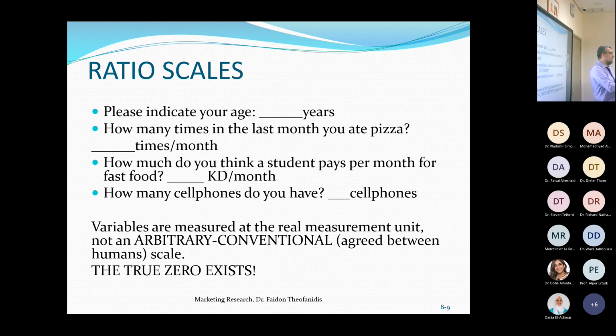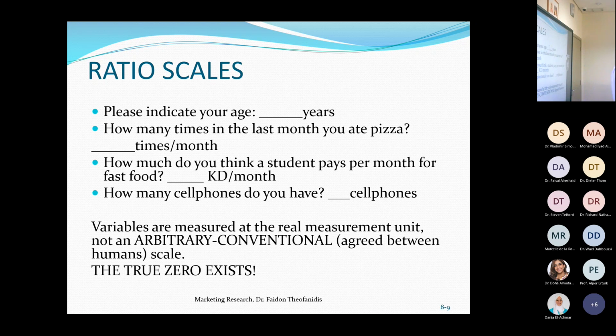So the answer is always a clear number, but now the absolute value of the number should be taken into consideration. Previously we said we should not, because we could change the scale based on our will and preference. Here, you cannot change the scale. If somebody is 23 years old, he's 23 years old. He cannot become 40 or younger. And if somebody is eating pizza 2 times per month, you cannot transpose or convert this to a different number. While in all previous scales, you could transpose everything.